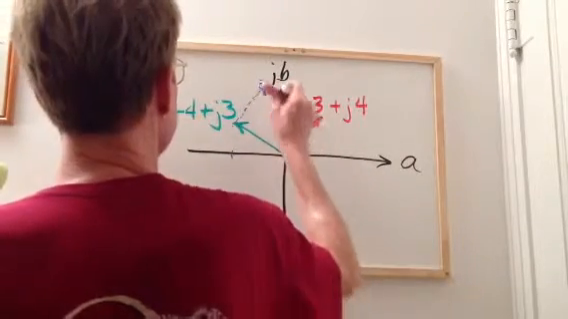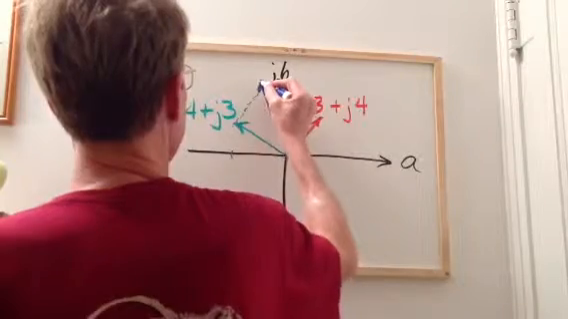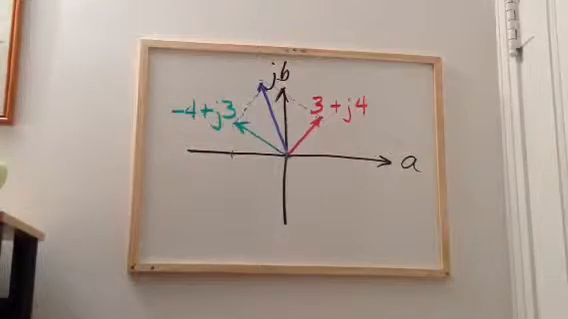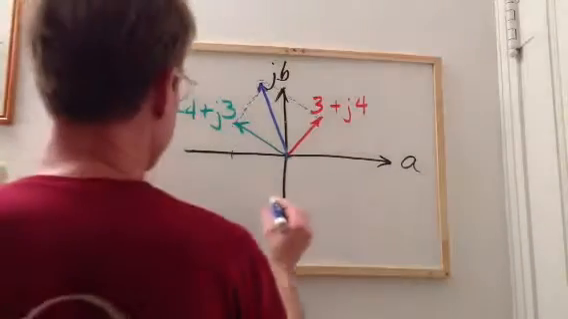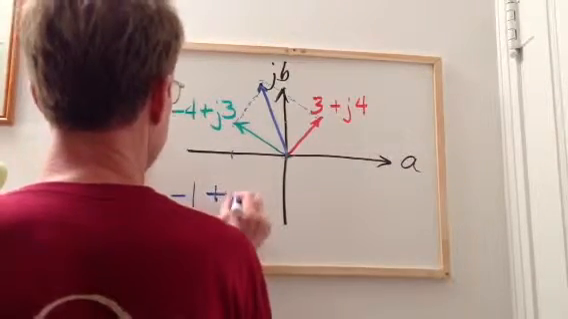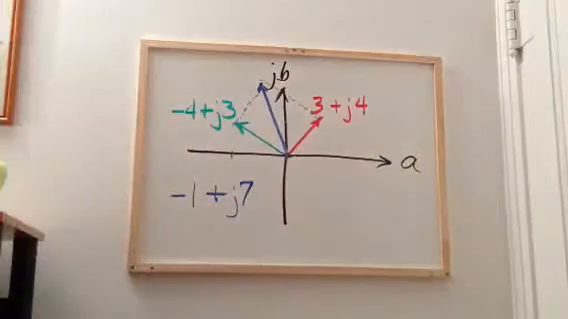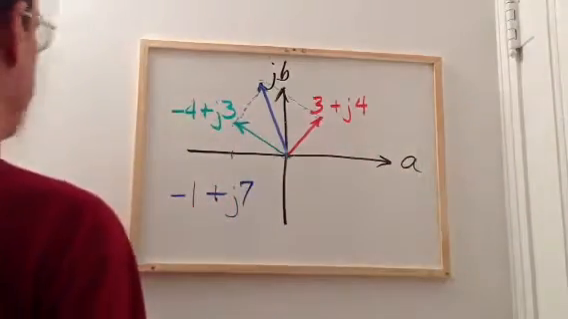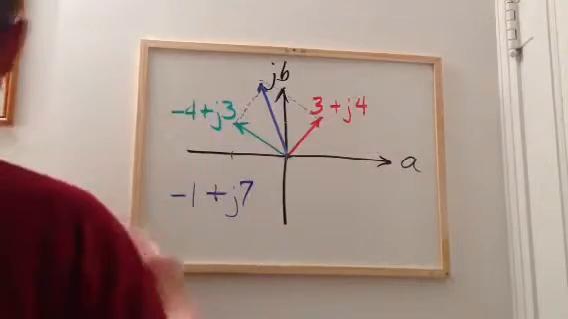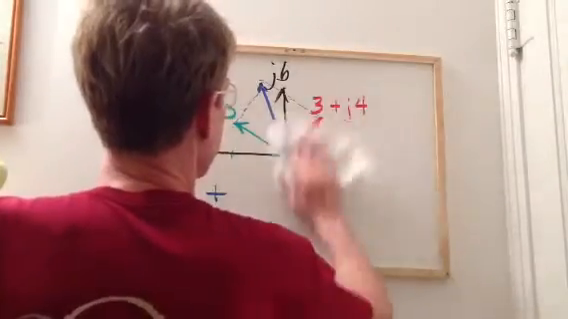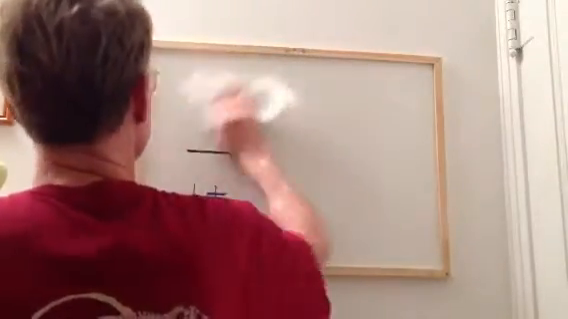We can represent the sum of two vectors geometrically by drawing the diagonal of that parallelogram, and in this case that vector corresponds to -1 plus j7, which we can intuitively see from this graph, even though I haven't graduated the scales precisely. That's how you add complex numbers vectorially in the Cartesian system.